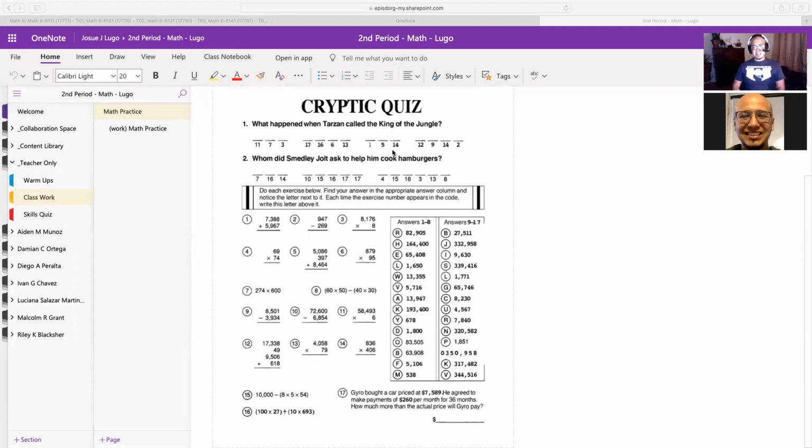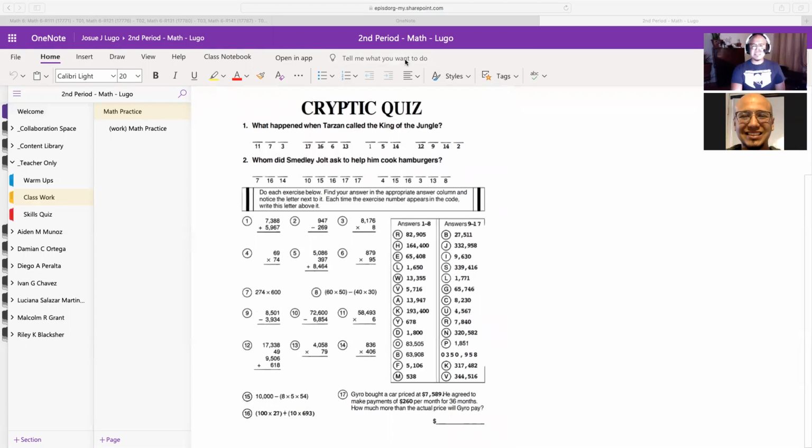It's like a little puzzle, it's a riddle, but we're not so worried about the riddle. We're more worried with the answers to each of the problems. What problems? We're talking about these problems right here. So here's number 1, here's number 2, here's number 3, etc., all the way down to number 17.